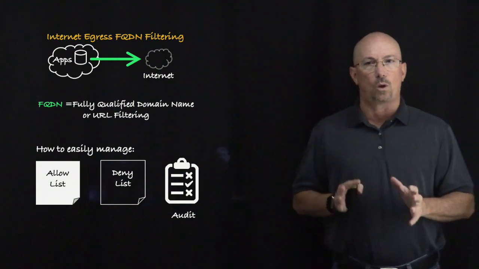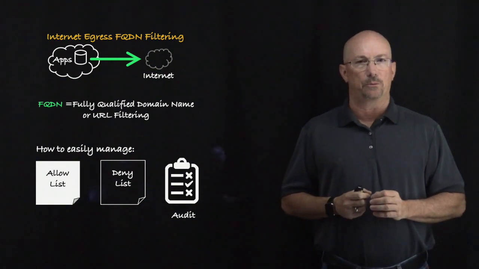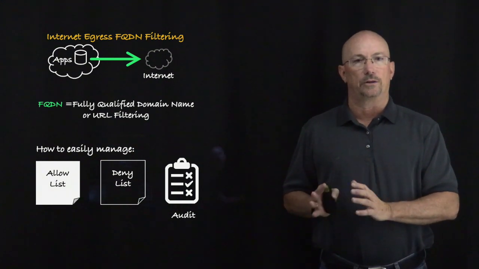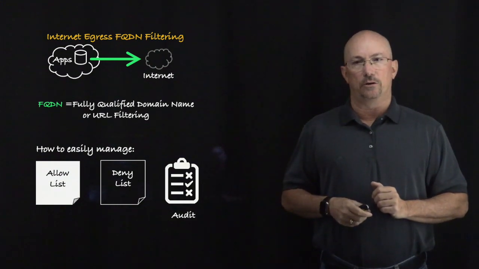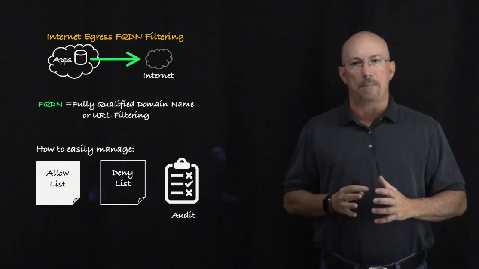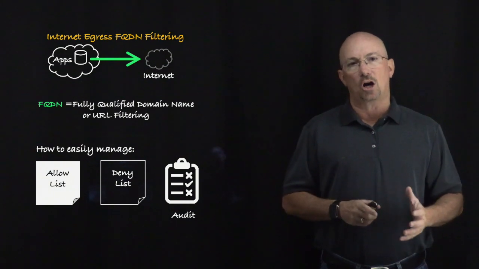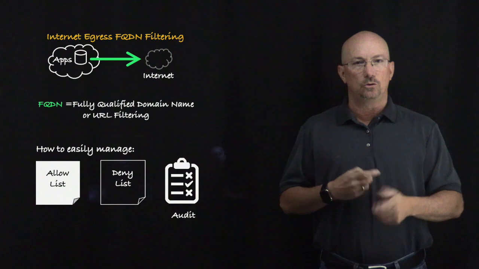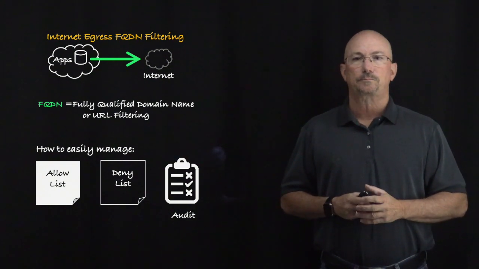FQDN is fully qualified domain name filtering, or URL filtering some people call it. But this is all about filtering and monitoring the traffic that goes from cloud workloads to the internet, and how easy it is to manage the allow list, the deny list, and then do the auditing that your compliance team is going to require to show that you're in compliance with these regulations.